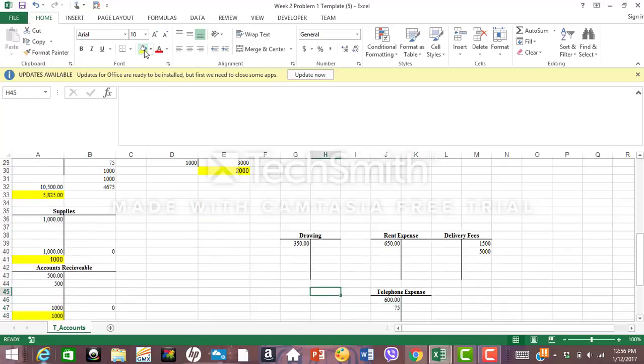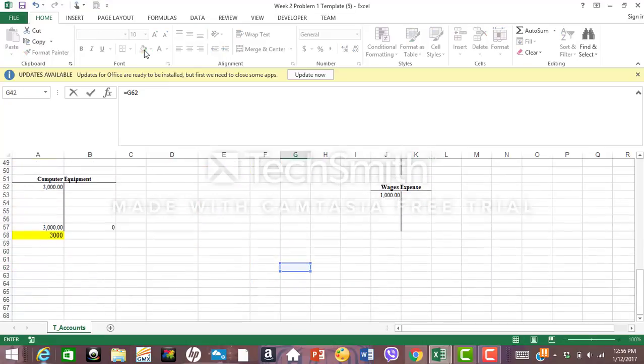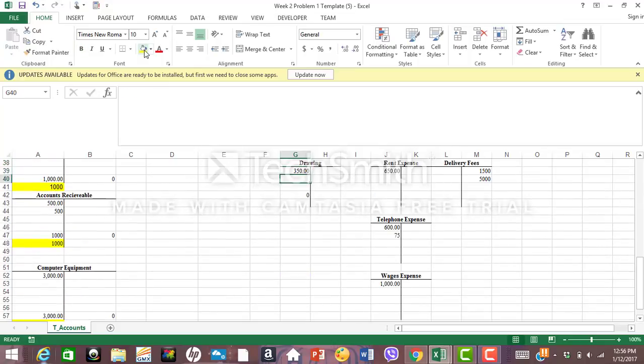And then you have drawing, which is 350 on this side. Oh, I'm having a hard time because I have not included the number. I always forget to click on the num lock. All right, and then your balance is 350 still. And then we have 650 for the rent expense, so your balance for the rent expense is 650.